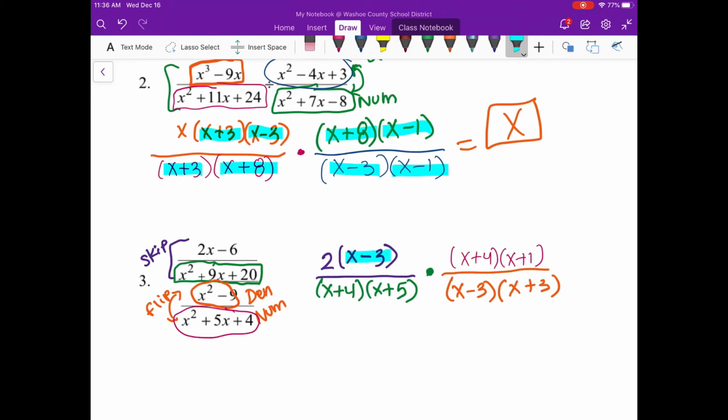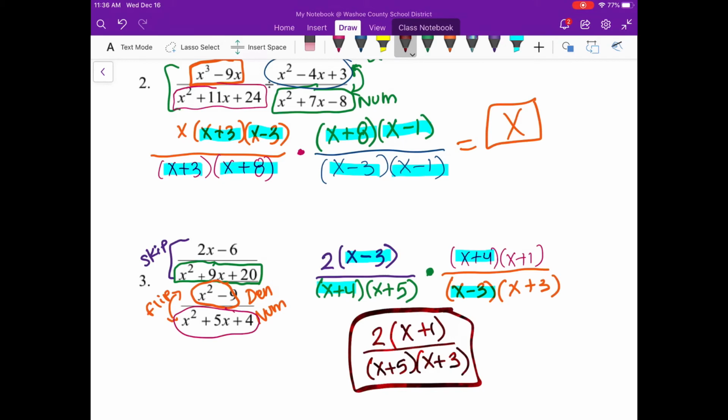So now that I went ahead and factored everything out, I can see what cancels. We have an x minus 3, x plus 4, and it looks like that's it on this one. So in the numerator, we just have 2, x plus 1. And in the denominator, we have x plus 5 and x plus 3.